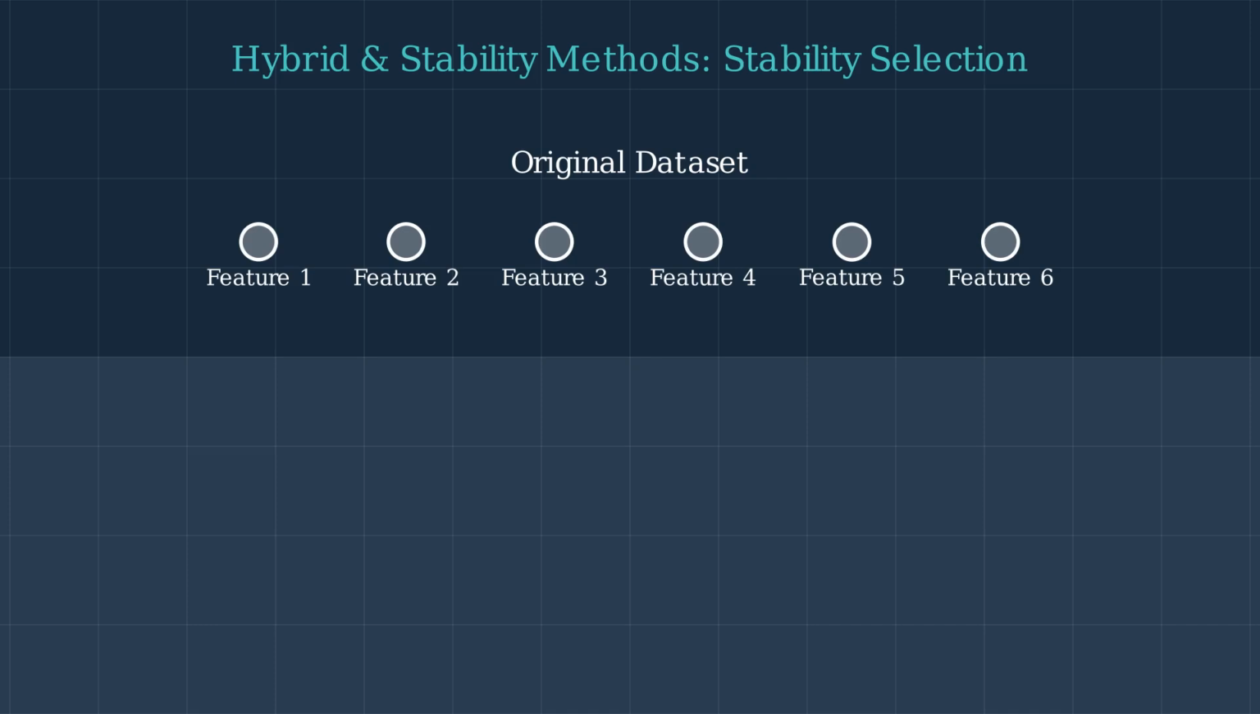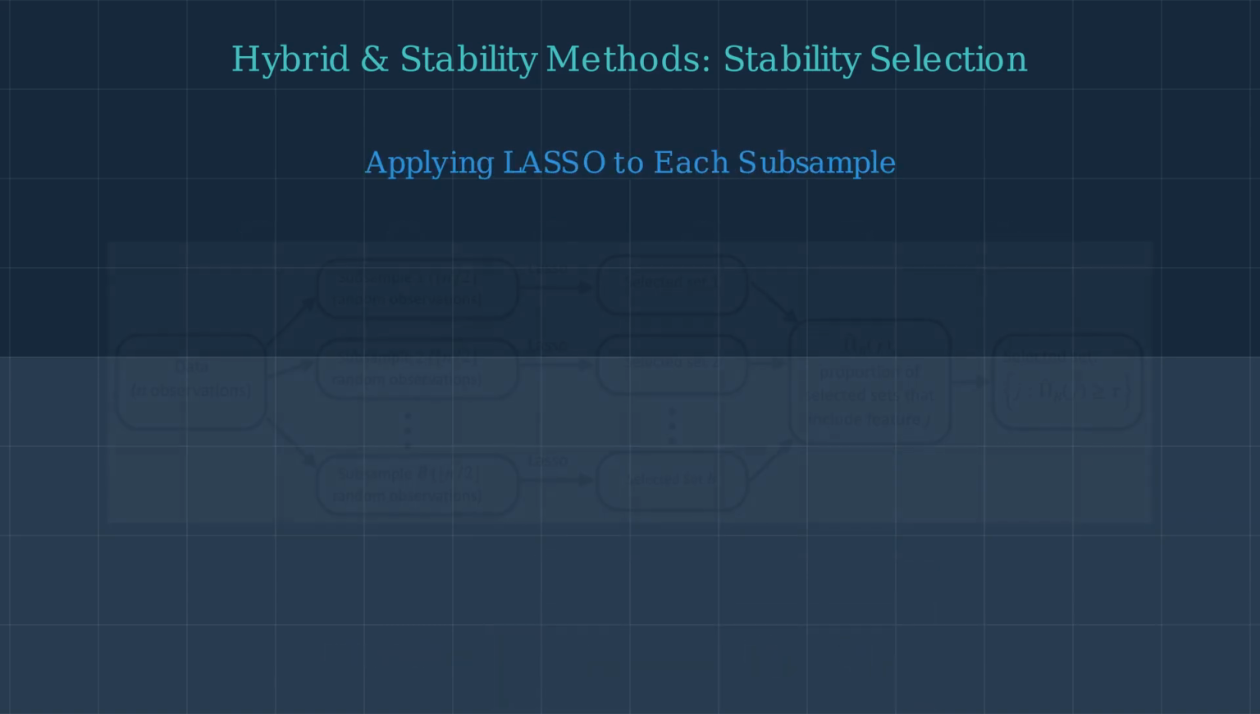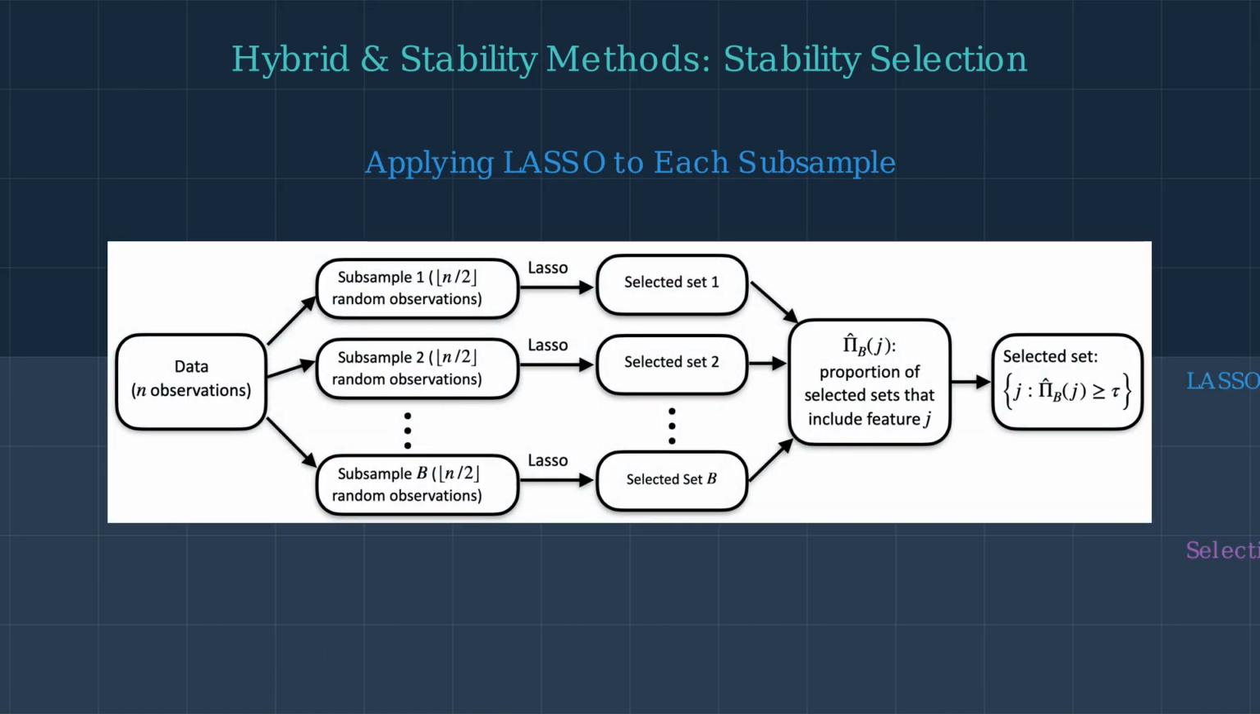We start with our original dataset containing several features. We create multiple random subsamples from our dataset, typically containing about half of the original observations. For each subsample, we apply LASSO regularization to select features. The diagram shows how this process works. We create B random subsamples, apply LASSO to each one, and then count how often each feature is selected.